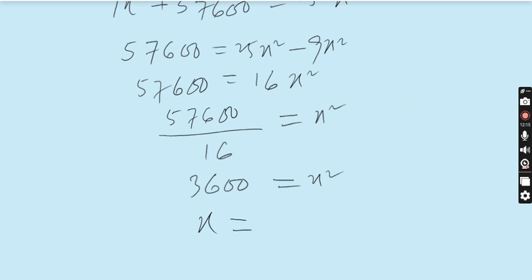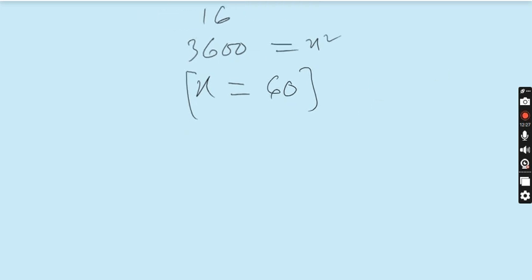Taking square root of 3600, you will get 60. We will not take the minus value because this is a distance. It is a scalar quantity. So x is equals to 60.